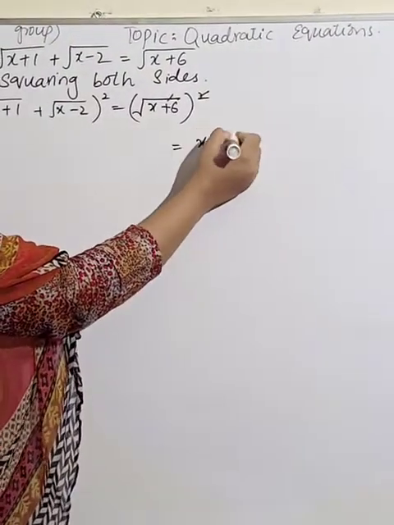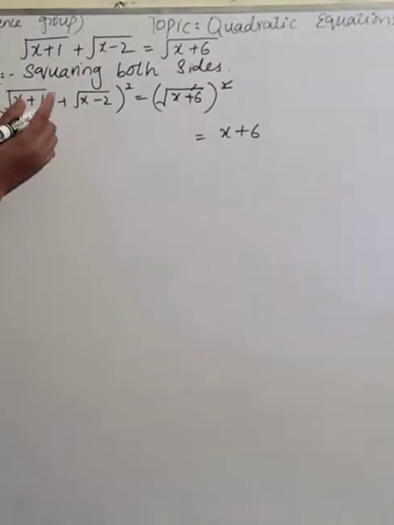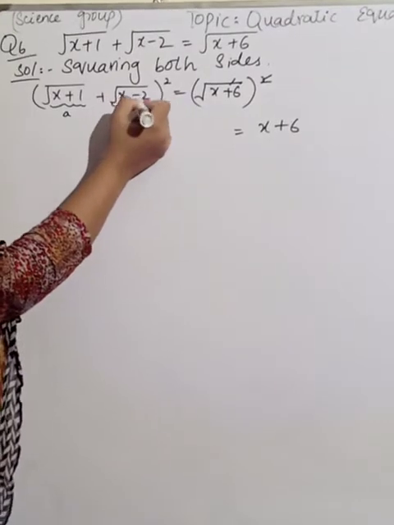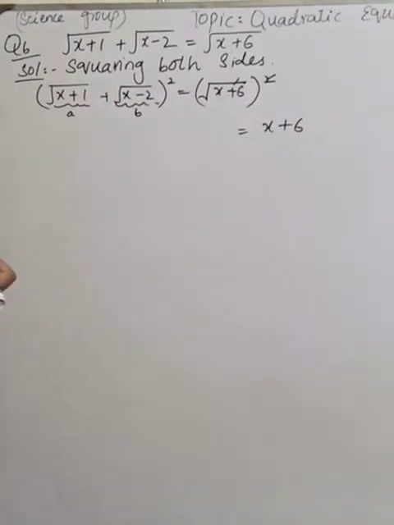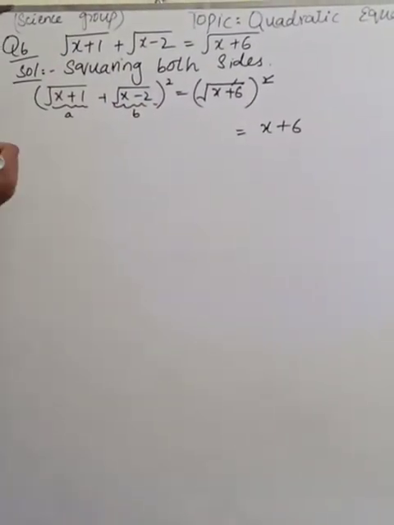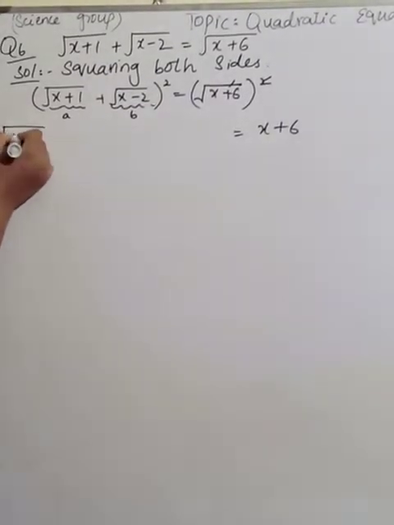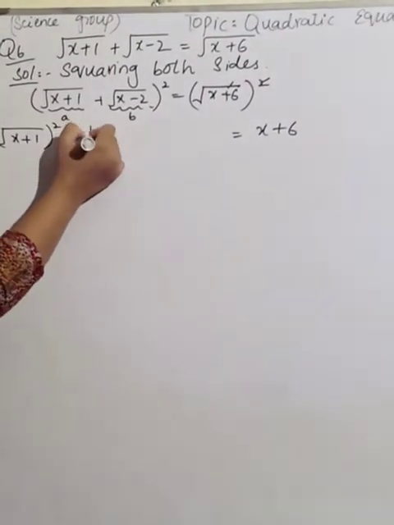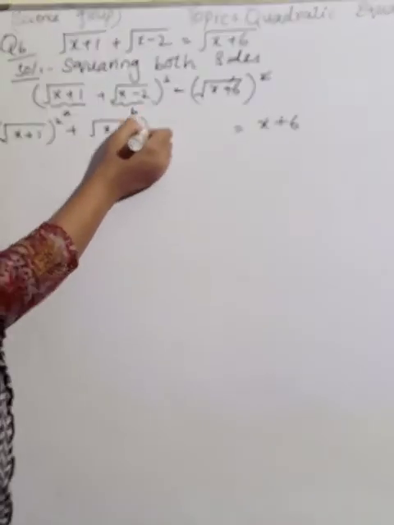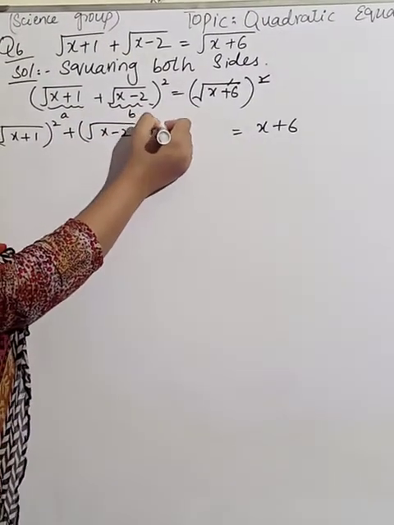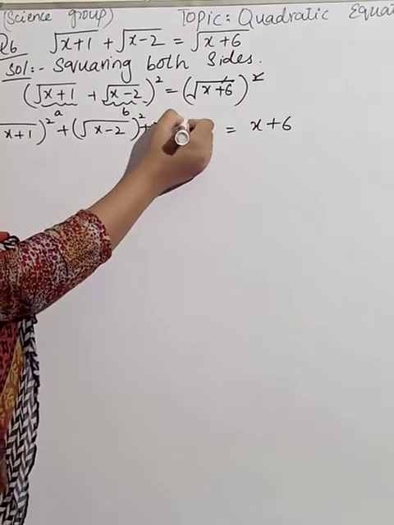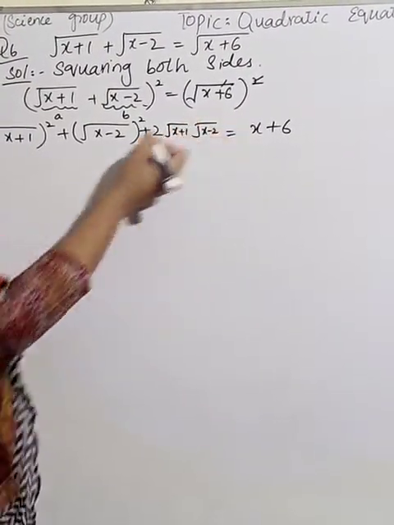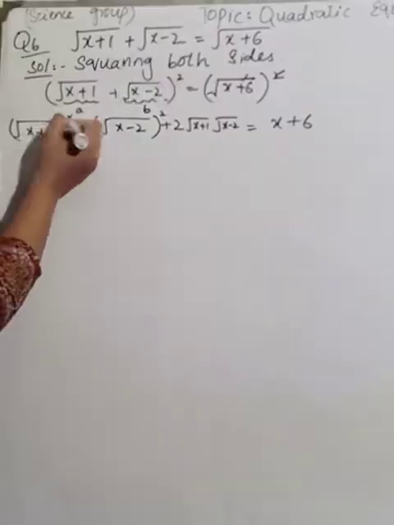We are left with the answer x plus 6, but here we have this term as a and this term as b. So by applying the formula for (a plus b) whole square, we have (square root of x plus 1) whole square plus (square root of x minus 2) whole square plus 2 times square root of x plus 1 times square root of x minus 2. Okay, squares and roots are cancelled.